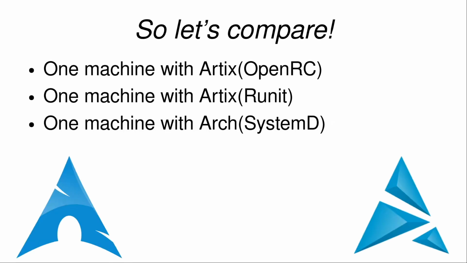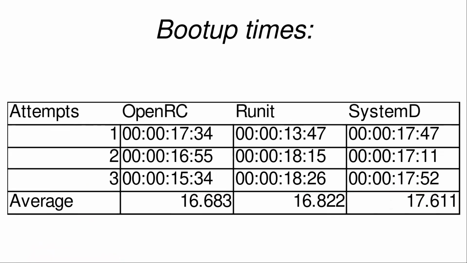So anyway, let's compare. I have 3 virtual machines, one with Artix running OpenRC, one with Artix running Runit, and one with Arch running SystemD. So here are the boot up times. And oh boy, they are very similar. It has a big outlier of 13.47 seconds, but it's not exactly enough to justify the other 18-second boot up time. OpenRC has generally consistent results, and SystemD has generally higher results than everybody else, more consistent but higher. And you'll notice that while SystemD has the longer boot up times, these are all within margin of error, so 16, 16, 17. They're basically all the same in terms of boot up times.